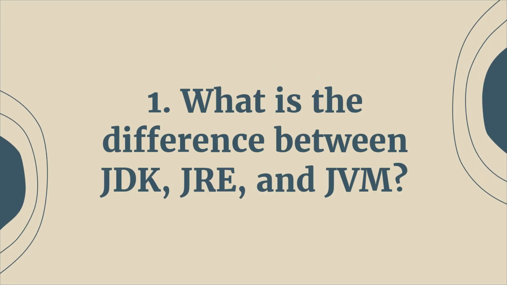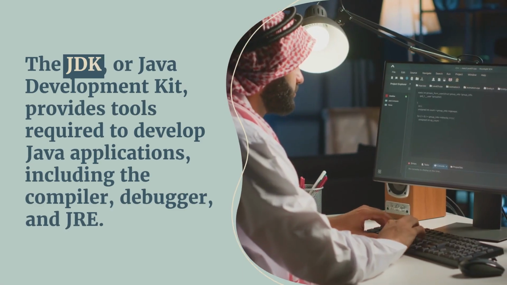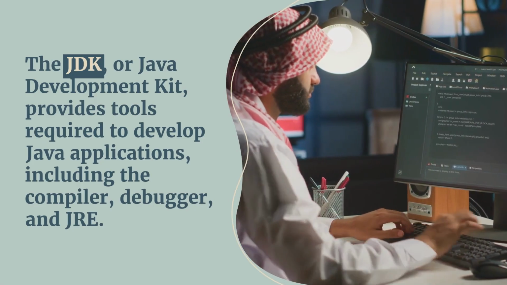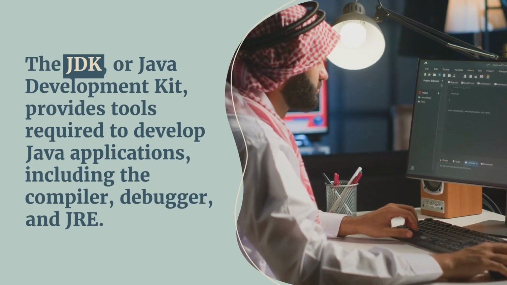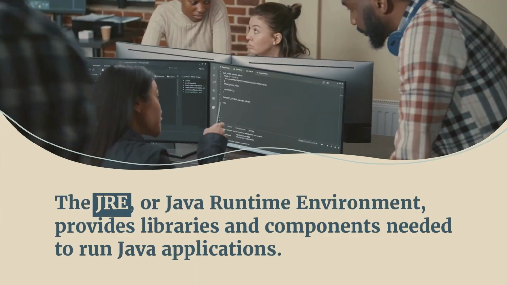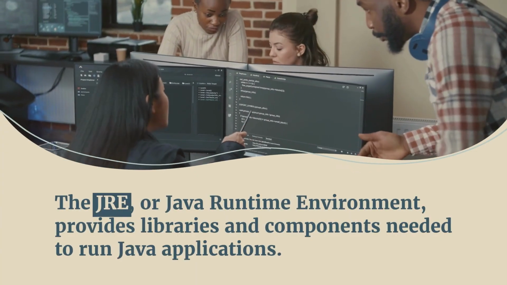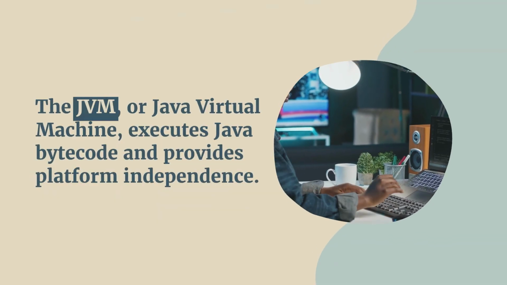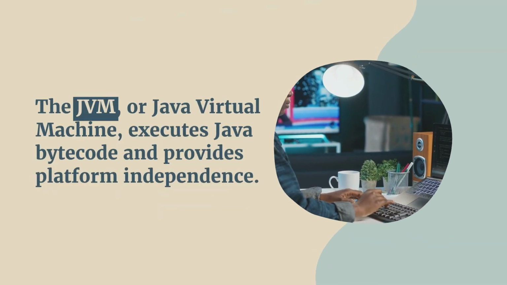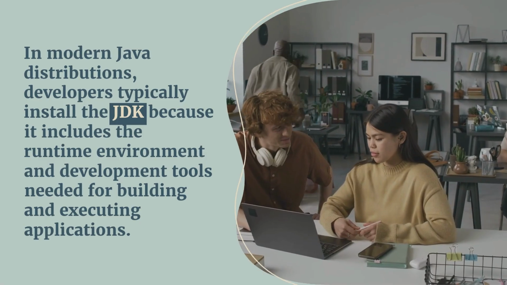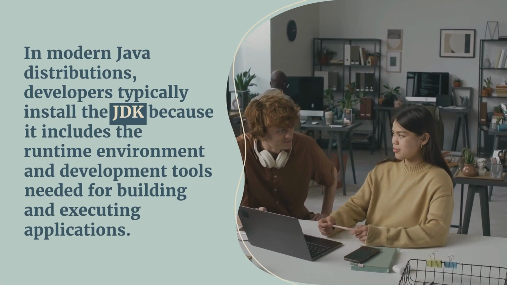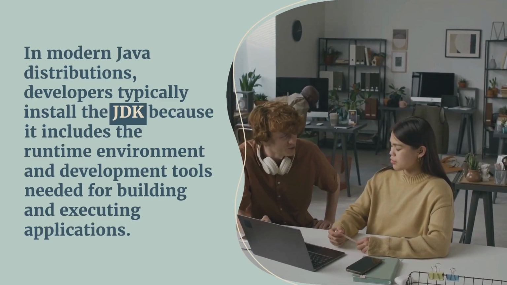What is the difference between JDK, JRE, and JVM? The JDK, or Java Development Kit, provides tools required to develop Java applications, including the compiler, debugger, and JRE. The JRE, or Java Runtime Environment, provides libraries and components needed to run Java applications. The JVM, or Java Virtual Machine, executes Java bytecode and provides platform independence.